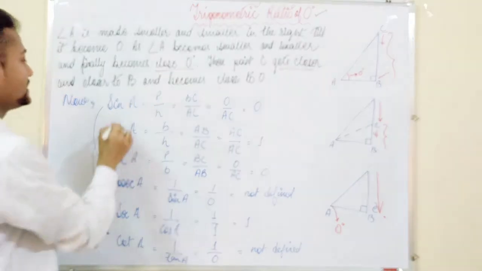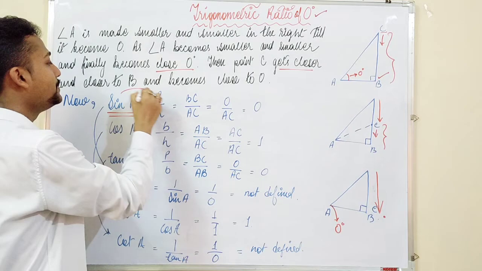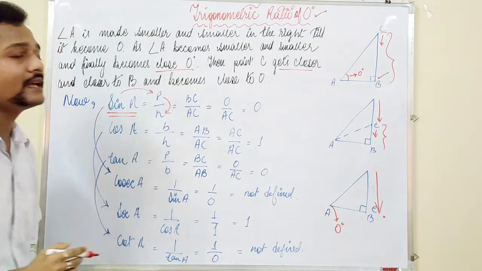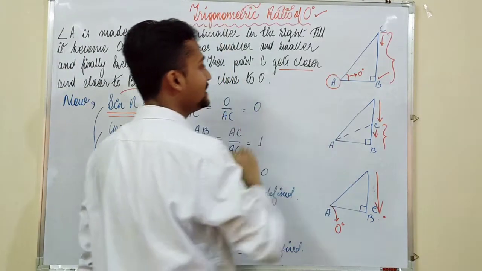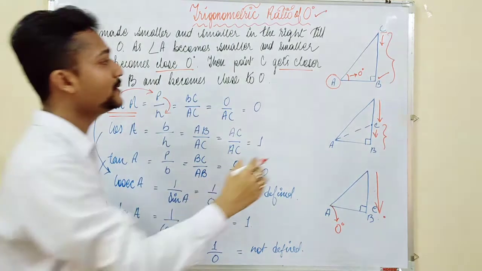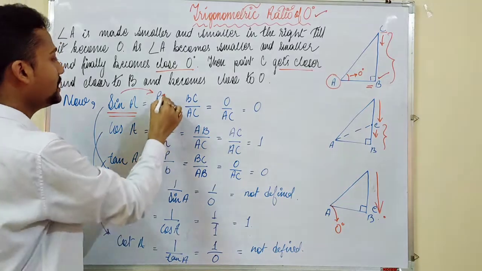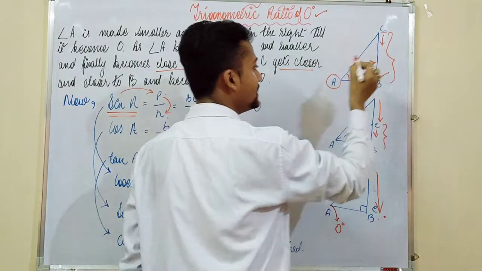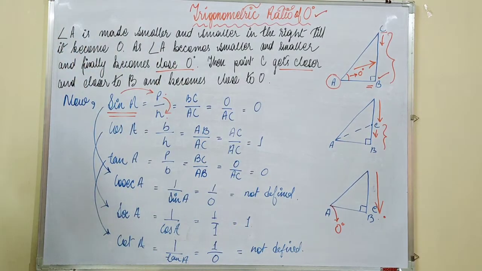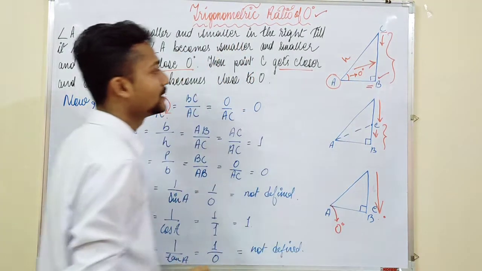Now you see, sine A will be what? Sine A is P by H, where this particular angle is 90 degrees, say for instance. Then sine A will be P by H. P is equal to BC, and H is equal to AC, isn't it?